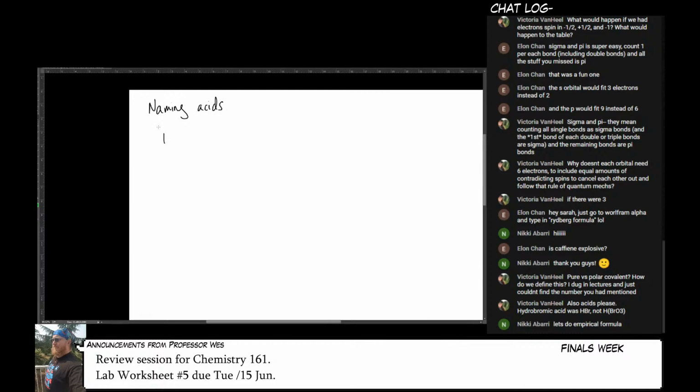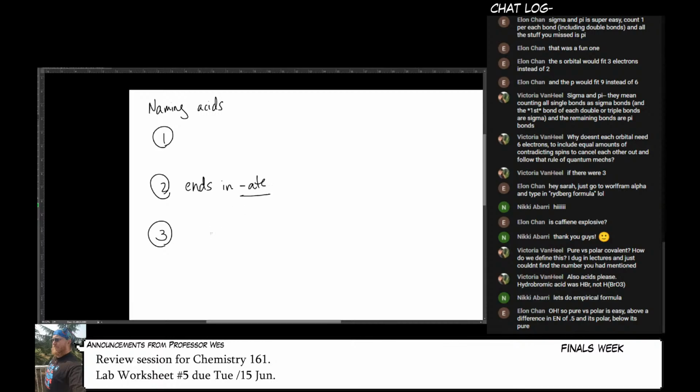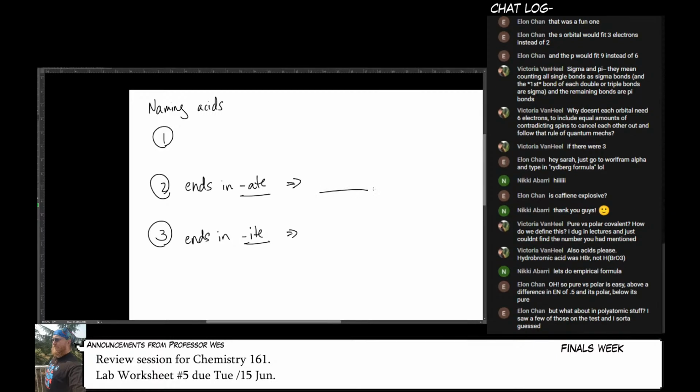So, naming acids, there are 3 mechanisms to use. And so, we have these 2, which are easy to define. If something ends in ate, the naming scheme for it is blank-ic acid. And then if it ends in ite, it's blank-ous acid.